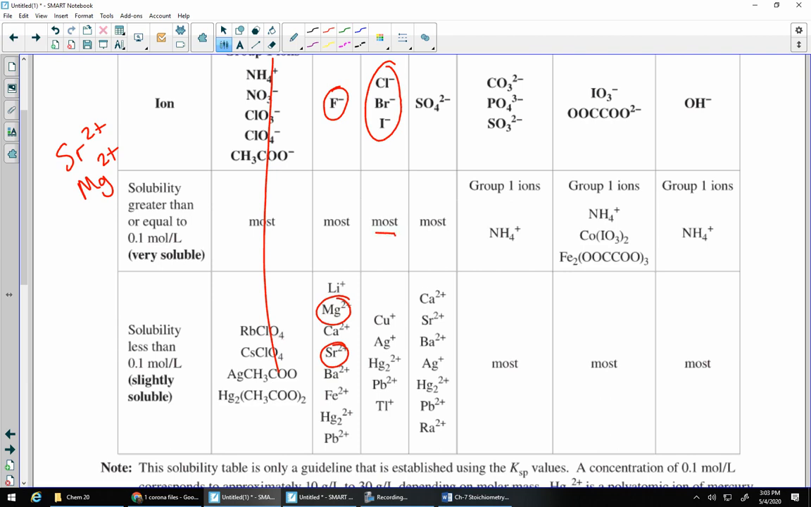Most things have high solubility, and none of ours is there. So that one's not going to work. Okay, let's look at SO4. If I were to add SO4, most things are highly soluble, except for, hey, strontium's in there, but no magnesium. So if I were to add SO4 to something that had both strontium and magnesium ions, the SO4 would precipitate out my strontium ions only, which is pretty cool. Okay, so now we can separate those two ions.